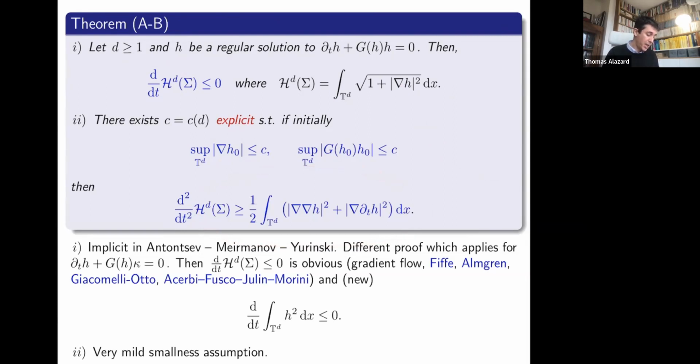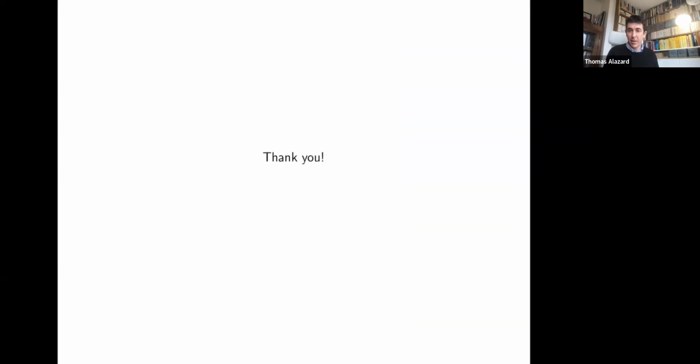It's related to some computations which are more or less implicit in previous work by Antontsev, Meirmanov, and Yurinsky. And a different proof applies for the Mullins-Sekerka equation, and then it's related to recent work about the gradient flow structure of that equation by Otto, Almgren, Giacomelli, and Acerbi, Fusco, Julin, and Morini. For that equation, this gives a proof of the fact that the L2 norm is also a Lyapunov functional, which is simple, but apparently it was not new. Okay, but I will finish it. Thank you very much for your attention.